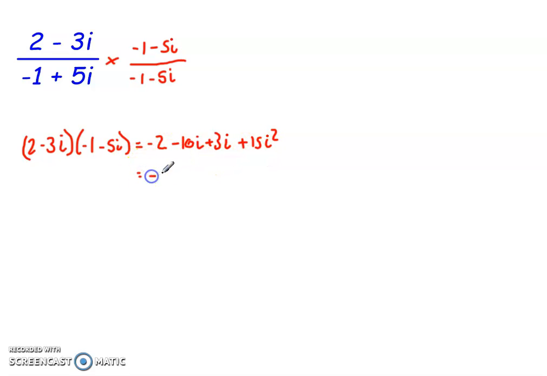Negative 2 take away 15 is negative 17. I've then got minus 10i plus 3i, which is take away 7i. Remember, the signs have no impact here whatsoever. If they're positive or negative numbers, we still stick them in that way.